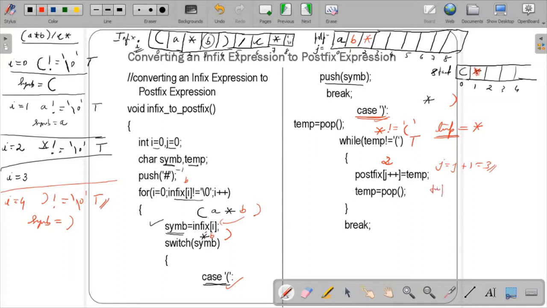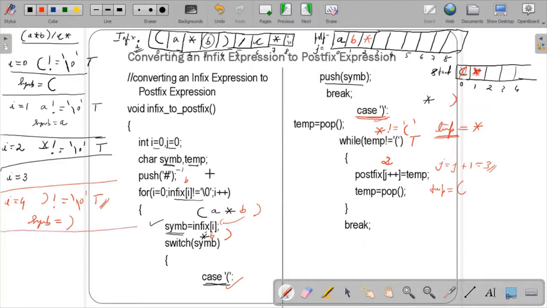Now temp is equal to pop means what? Temporary will be just storing this opening bracket, but it has been popped from this particular stack. Now these both elements have been popped from the stack. So then my job is done. Nothing is there in the particular stack. Whatever was in between these brackets was star, I have placed over here. Break, come out of the loop.